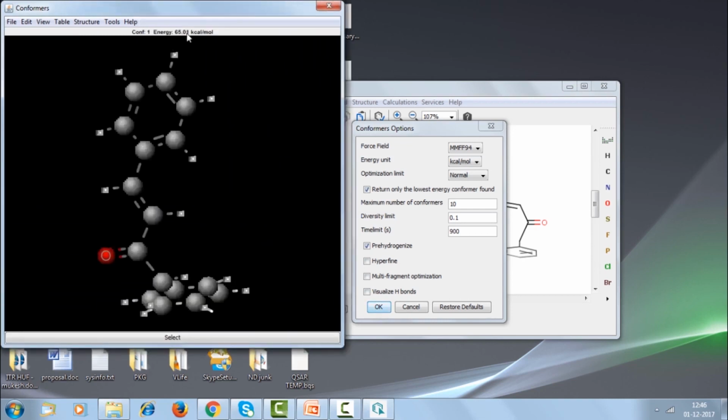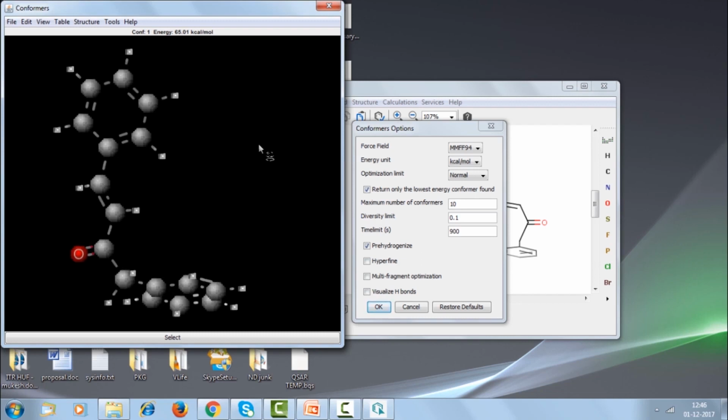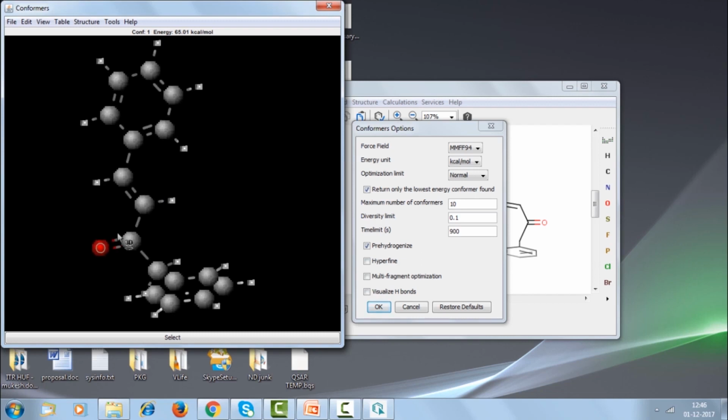As you can see, the energy is 65 kilocalories. So we can rotate this molecule. The oxygen is there, there is a double bond here, the alpha beta double bond, there is a phenyl group, and there is another phenyl group here. This is called chalcone.